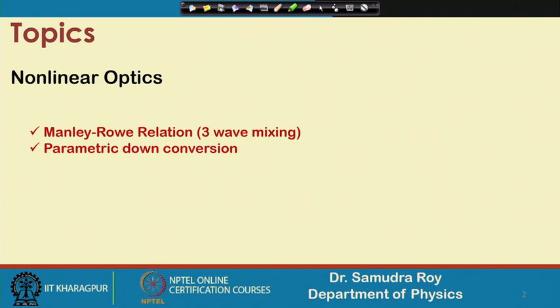Then we start a concept called parametric down conversion. What is parametric down conversion, we will try to find out. The name suggests that there is some sort of down conversion in frequency. In second harmonic generation we launch a frequency omega and get a frequency 2 omega, but for parametric down conversion we launch a frequency of 2 omega and try to find out whether we get a subharmonic frequency like omega or not. How one can initiate this process and what is the condition to generate this kind of subharmonic generation, we will try to find out.